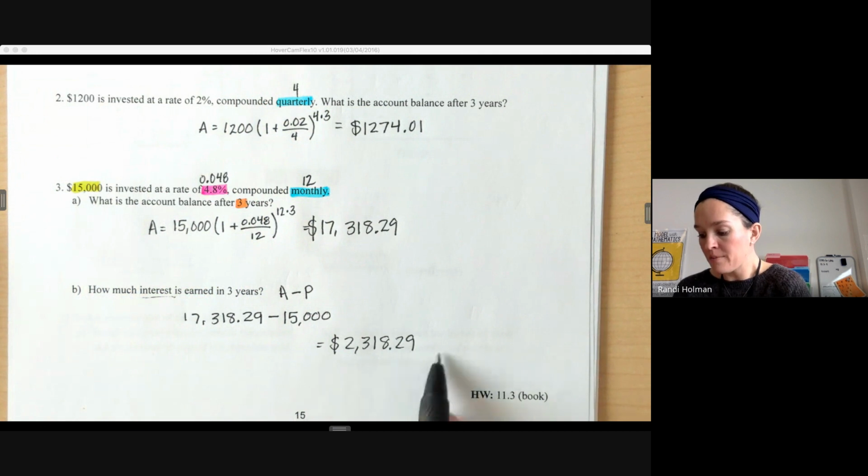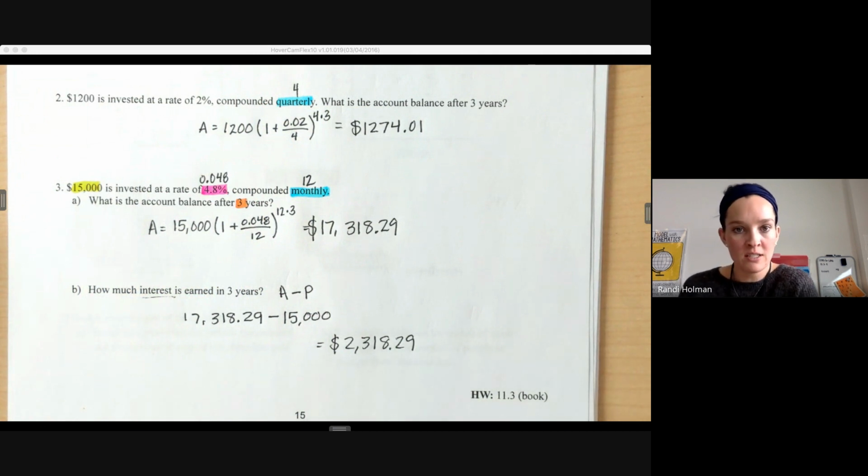So a little bit more with compound interest. Make sure that you're really paying attention to that growth or decay rate and what that means in terms of your problem.